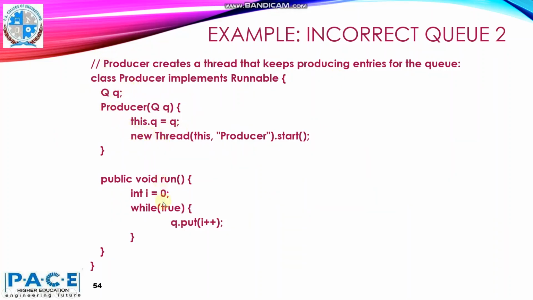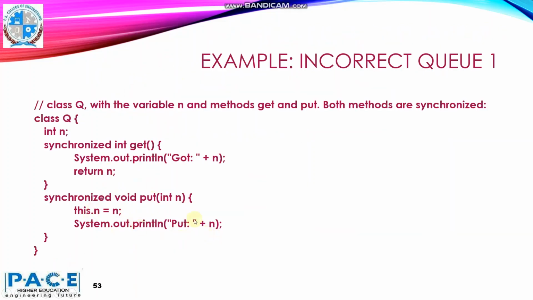Its run method is called, and the producers start putting the value of i into n in the queue, where it calls the method put. If I go back to the queue's method put, what is done in the put method? Whatever value is passed is used to set the data member n, and that value is printed. So the producer is continuously calling this method put with the values starting from 0, 1, 2, 3, 4.